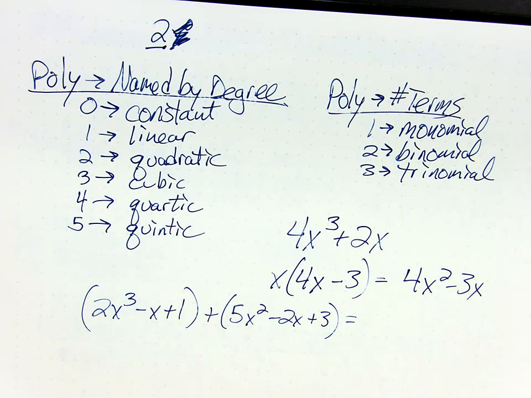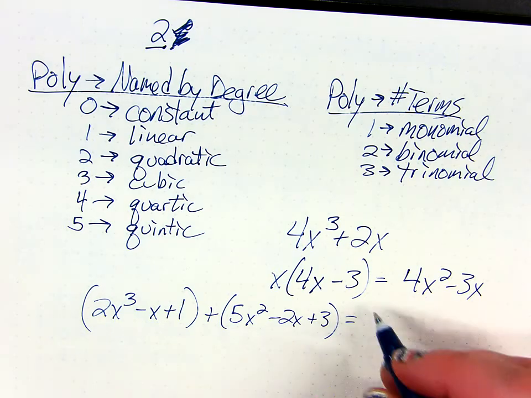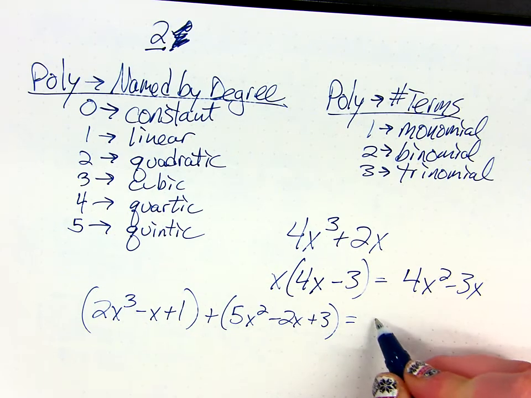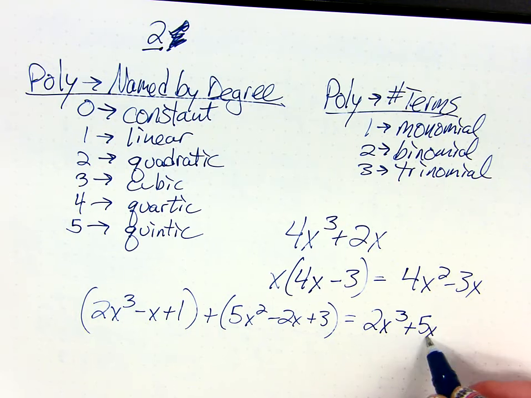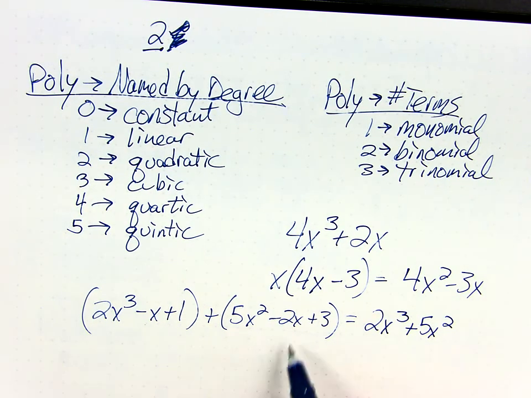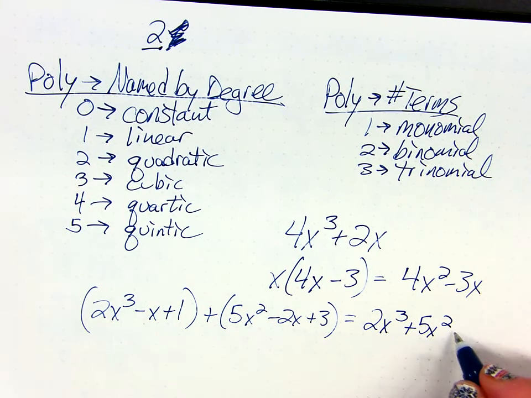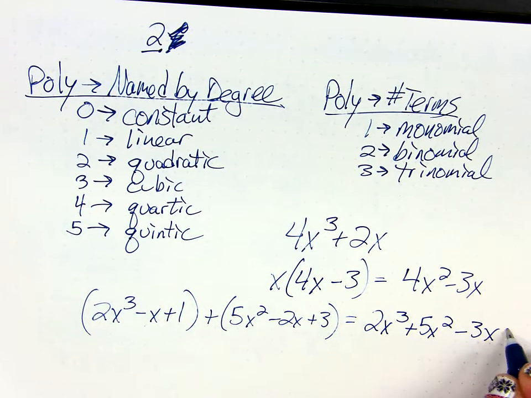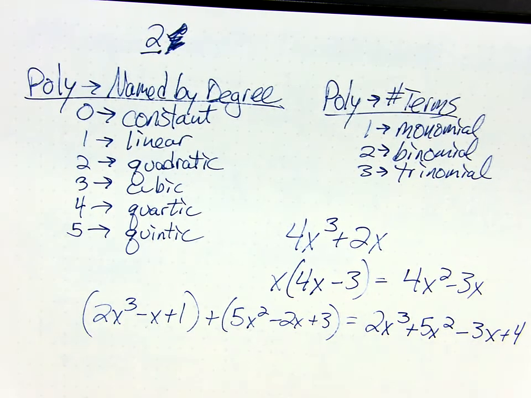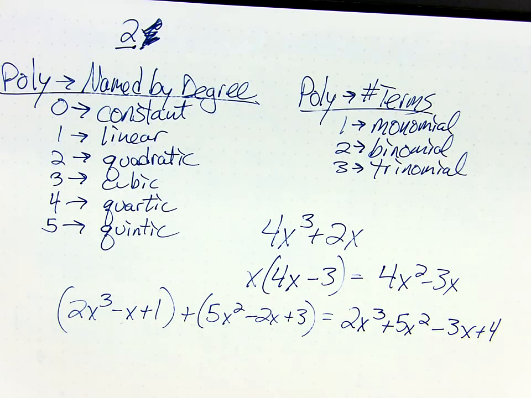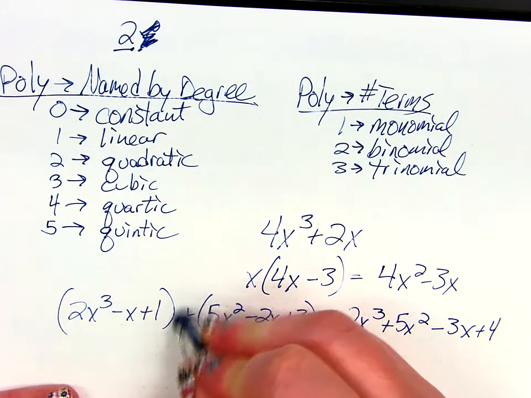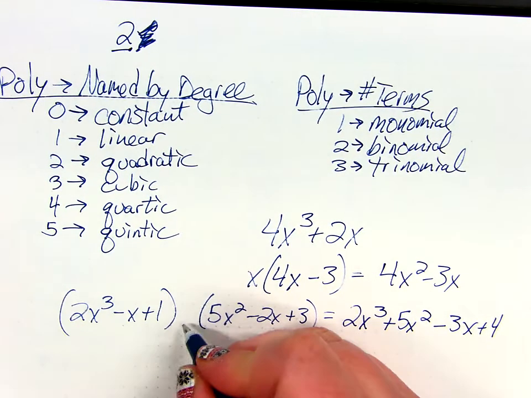Okay, if you combined like terms, I hope you got 2x to the third plus 5x squared, and then I have a negative x and a negative 2x that will come together to get a negative 3x, and then plus 4. Oh, is that what you got? Now I want you to do the same problem, but subtract.